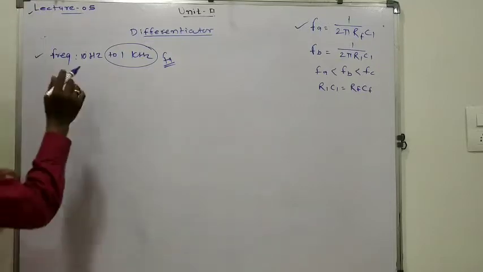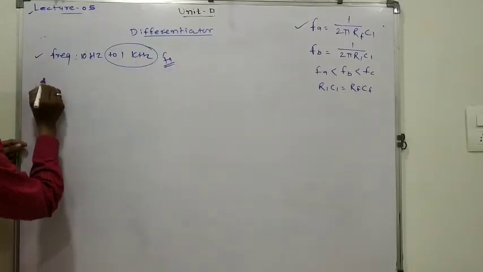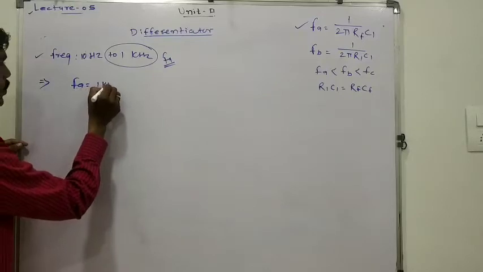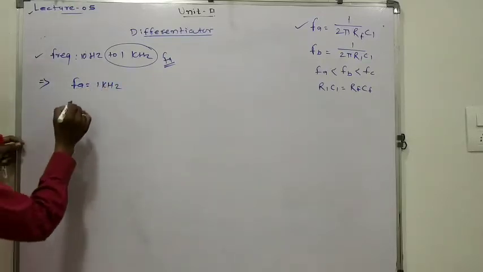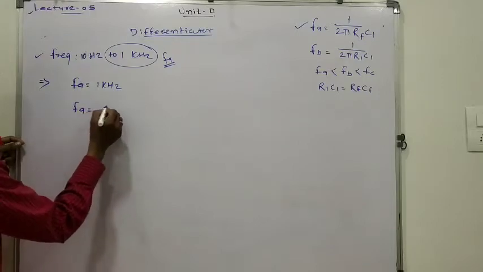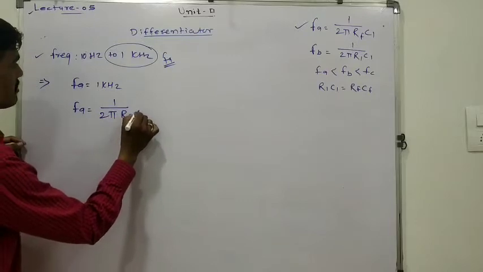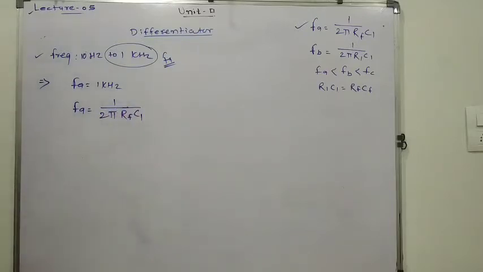So frequency varies from 10 Hz to 1 kHz. So in the solution, FA is equal to 1 kHz. Now we know the formula for FA: FA is equal to 1 upon 2 pi RF C1. So this is the generalized formula for FA, that is, the frequency.